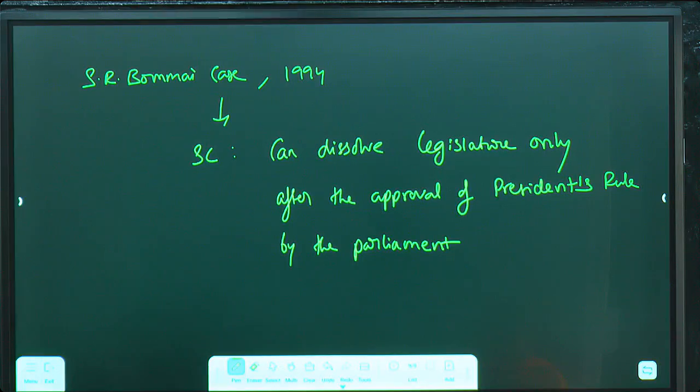Okay. So within 2 months, they need to get approval from the Parliament. You remember? In the case of national emergency, it is 1 month. Yes? 30 days only. But here we have 2 months.